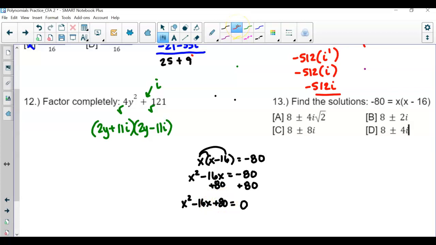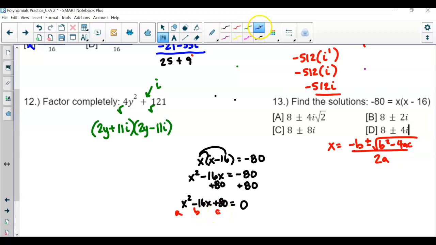Now, I cannot factor this, so there are no terms that multiply to get me 80 and add to give me negative 16. I could also notice from my answer choices that we are going to have to use the quadratic formula. So remember the quadratic formula, x is equal to negative b plus or minus the square root of b squared minus 4ac, all divided by 2a. So a, b, and c.